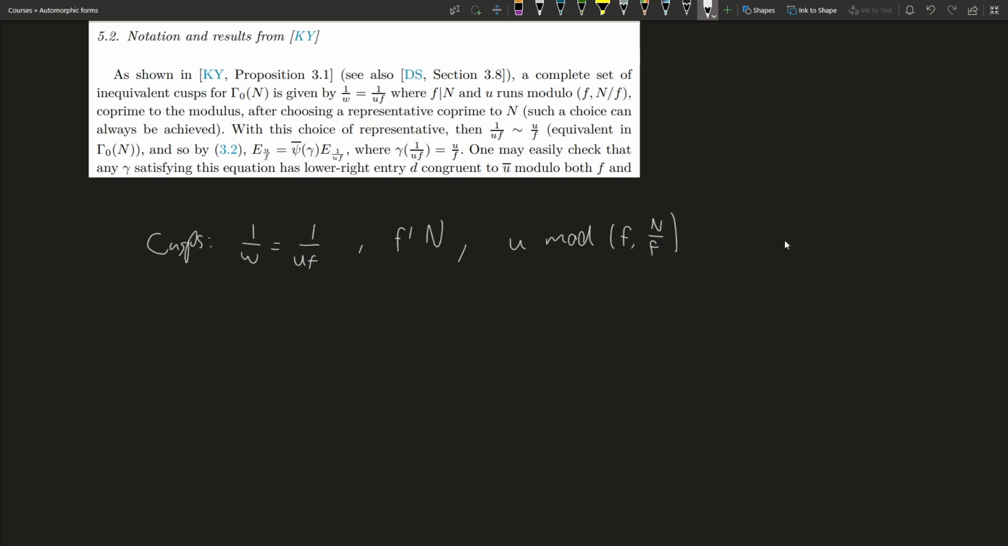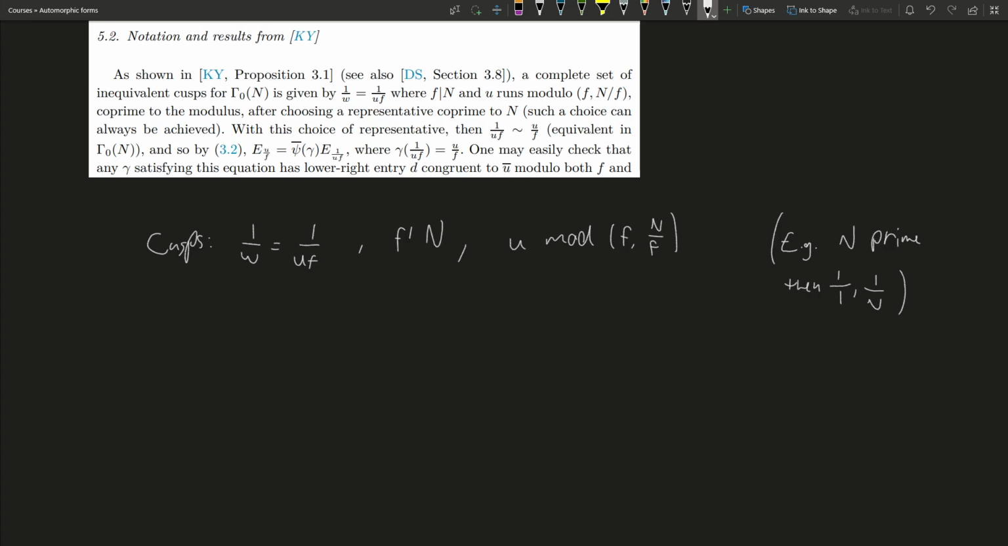So remember, for example, if n is prime, the level n, then you only have 2 cusps, 1 over 1 and 1 over n. This was discussed previously. Okay, so we're going to end up needing this fact.